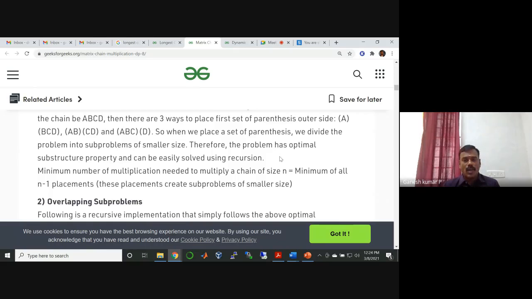For this problem, the optimal substructure has to be defined as: the minimum number of multiplications needed to multiply a chain of size n is equal to the minimum over all n minus 1 placements. That is, you need to place all the subsets into one case, and only then can you understand whether that optimal substructure is possible or not. If it is possible, you can proceed to find the solution using dynamic programming.